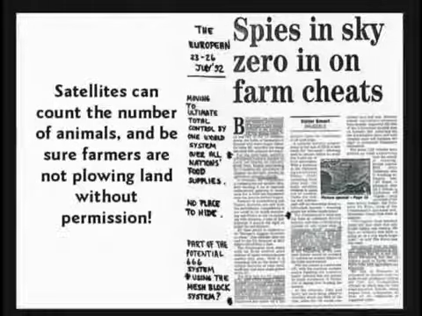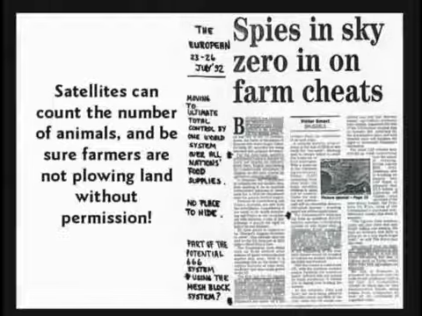This article came out in the European newspaper back in '92. 10 years ago, they were able to use satellites to count the number of cows you had to make sure you weren't cheating on your income tax. You're claiming you got 80 cows and you really got 400. You're raising the rest for profit. Satellites are going to count the cows in your field. Calculate how much acreage. You say you planted so many acres of corn? Well, let's just see.